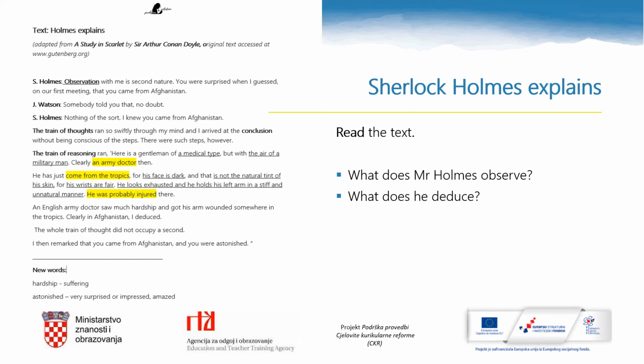And in highlighted lines, you will see his conclusions. Dr. Watson is an army doctor who has come home from the tropics, where he was probably injured. So by looking at Dr. Watson, the detective Sherlock Holmes can see different details, and then he can make conclusions.